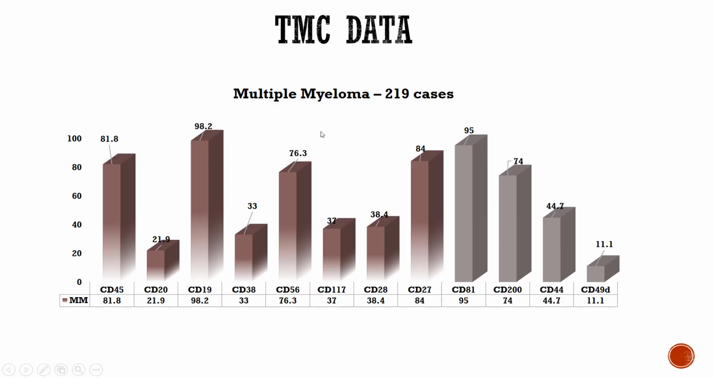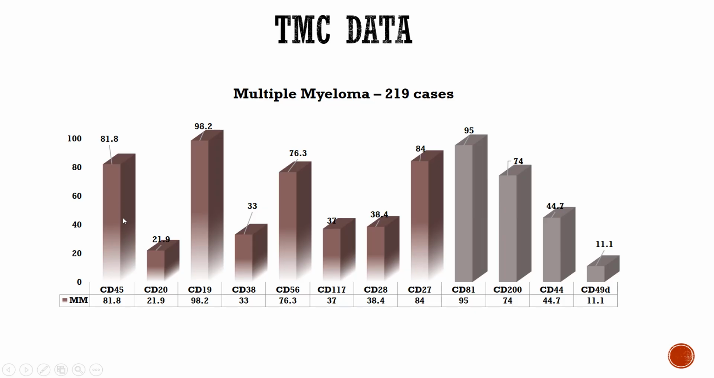This is our data, in which we looked at 219 cases to see the expression pattern of these different markers for utilization. We noted loss of CD19 in 98% of cases, followed by loss of CD81 in 95% of cases. So we thought both these markers are very important. Then CD56 was aberrantly positive in 76% of cases, and CD27 was also frequently down-regulated in almost 80% of cases, which is very important, followed by CD45.